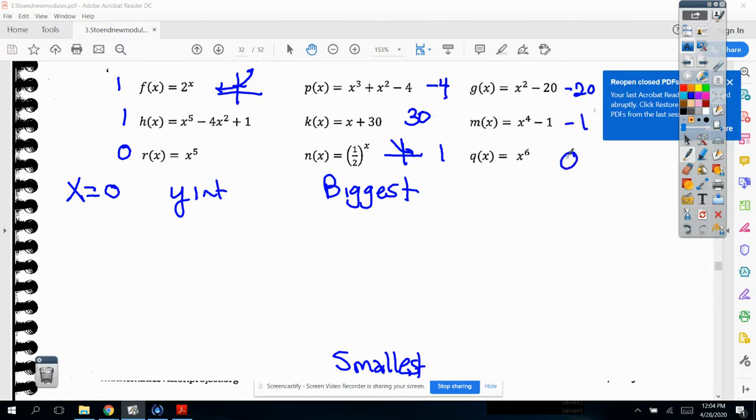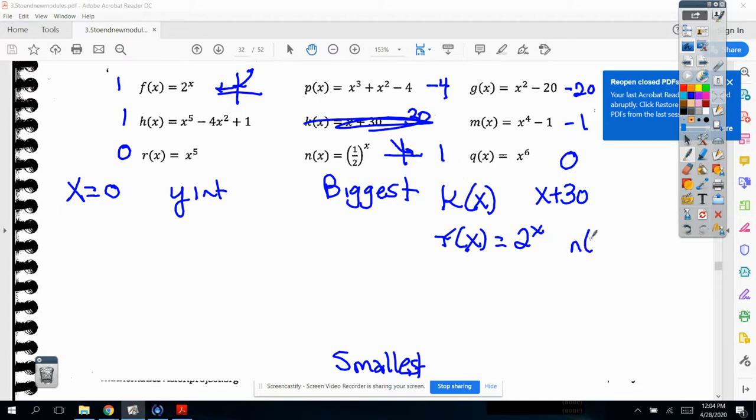Okay. So which one of these was the biggest? Well, that was this one. K of x was the biggest. That was the line x plus 30. Then we had a whole bunch of ones. So we had f of x, which is 2 to the x. These are all tied. I'm going to put that decay one there, N of x, which is 1/2 to the x.